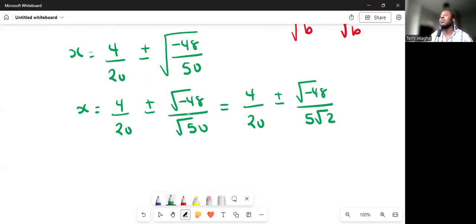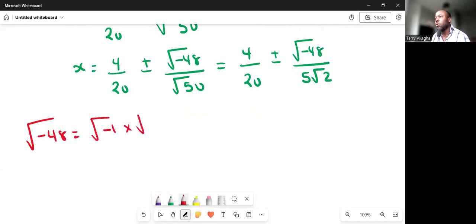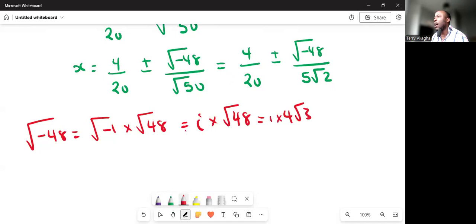Now, the square root of minus 48, we have to break that down, okay? Because it's negative, so we're having complex numbers now. Minus 48 is the square root of minus 1 times the square root of 48. The square root of minus 1 is equal to i times the square root of 48. The square root of 48 is still the same thing as saying 4 root 3 times i. So that will give you 4 root 3i.